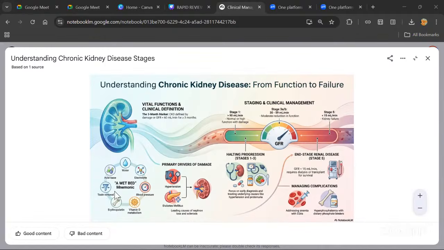So what are the symptoms of CKD? A wet bed. They will have a problem with water balance. They will swell everywhere. We have gone through this, a wet bed. I don't want to repeat it.